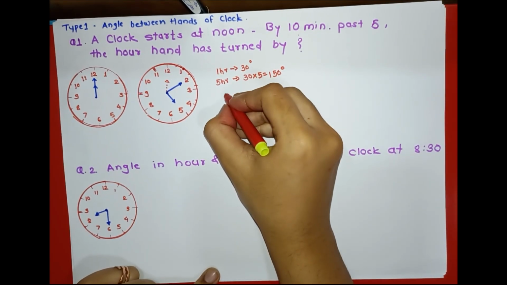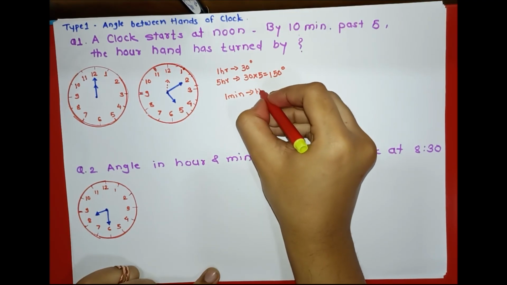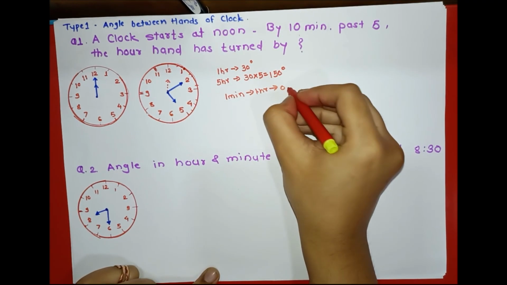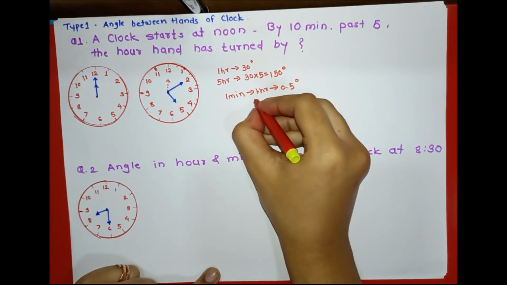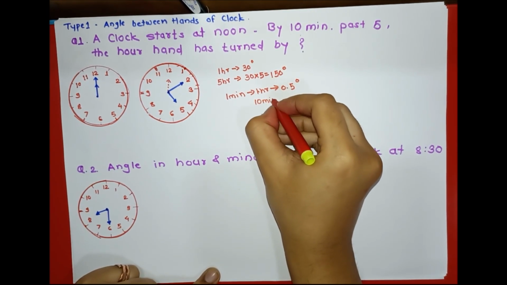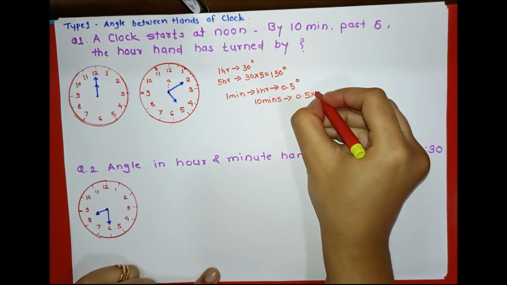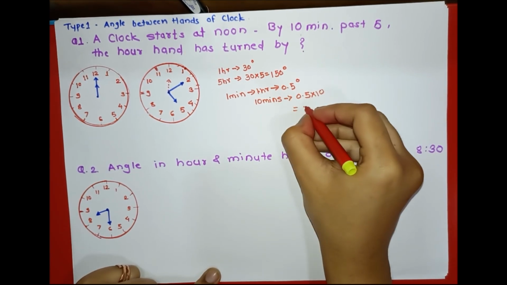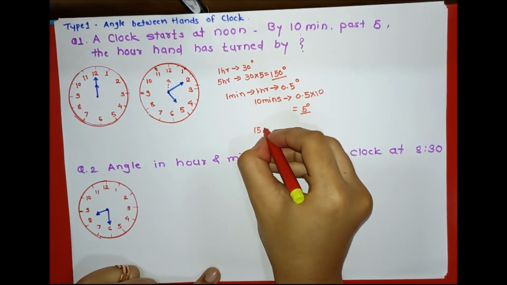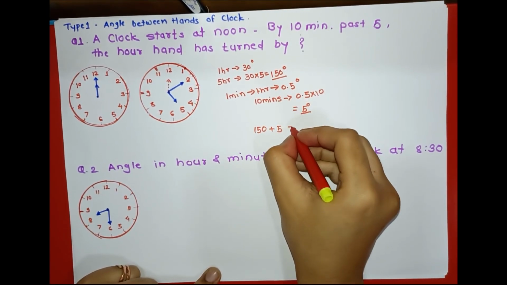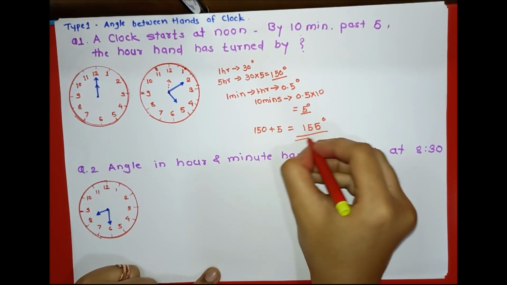So in 1 minute, the hour hand covers 0.5 degree. So 10 minutes have been covered. So in 10 minutes, it will cover 0.5 into 10, which gives you 5 degrees. So add both these angles, 150 plus 5. The angle covered by our hand is 155 degrees.